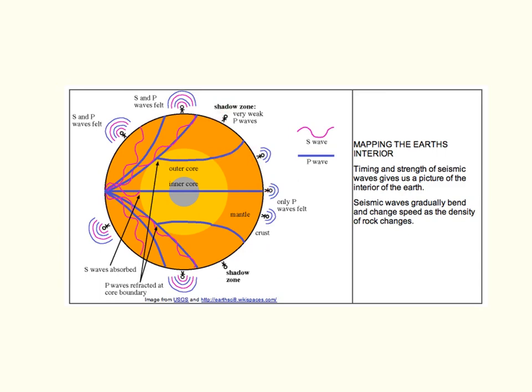And so, by having seismograph stations all over the earth and collecting information from where primary waves travel and where S waves travel and where they don't, we've been able to figure out what exactly is going on inside the earth and what layers are composed of.